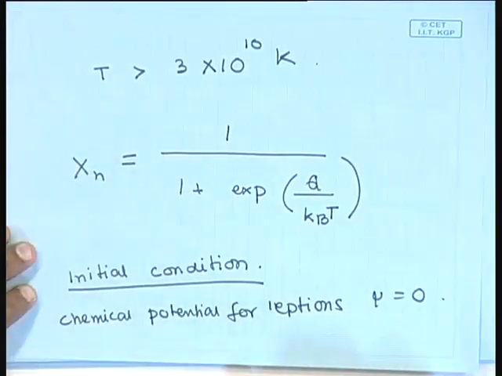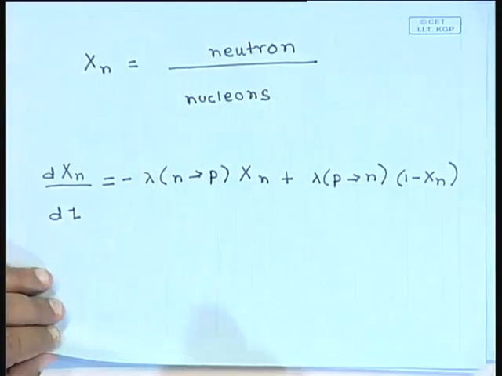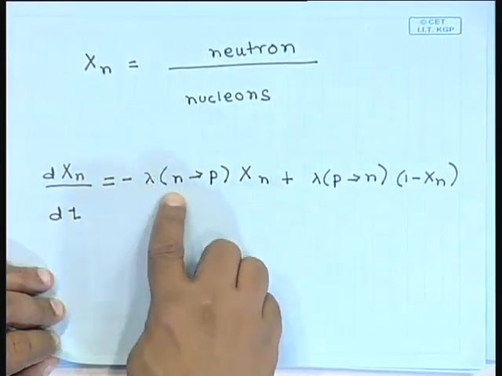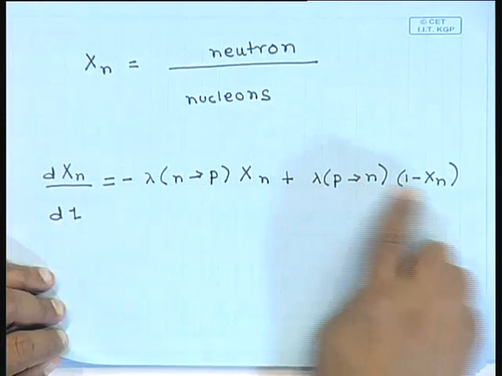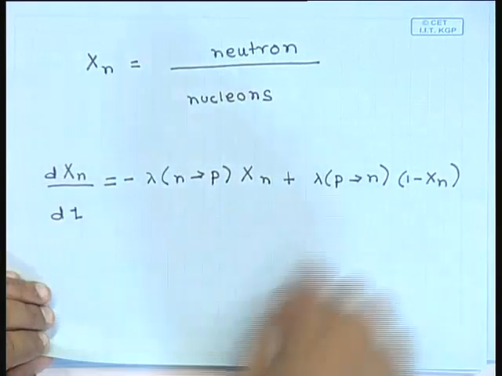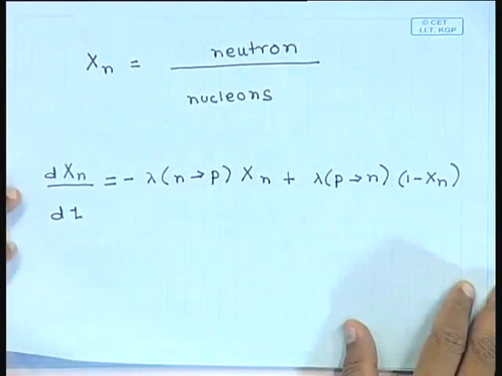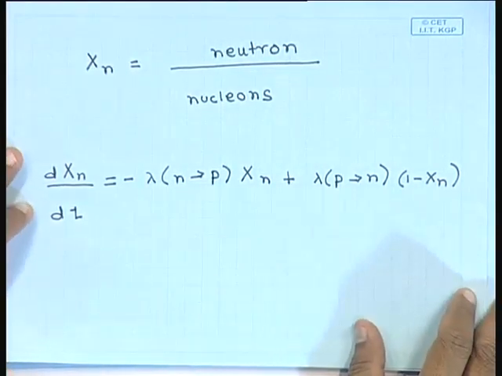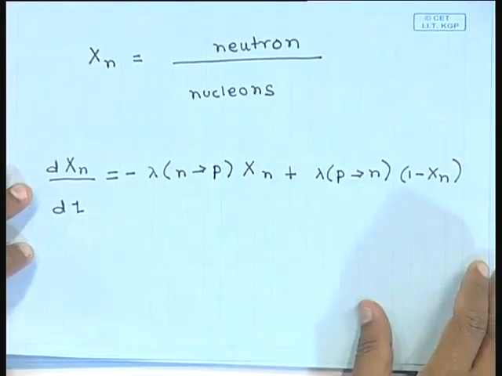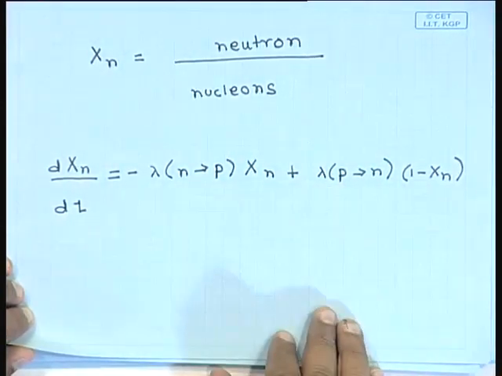So what one does is take this initial condition and put it in this equation. One explicitly calculates the reaction rates from neutron to proton and proton to neutron by doing those integrations at different temperatures, and then one solves this differential equation. Obviously we cannot do it analytically, it has to be done numerically, so you put it in a computer. At each time step the temperature changes, so you evaluate the integral. How the temperature changes we have already discussed in the thermal history.